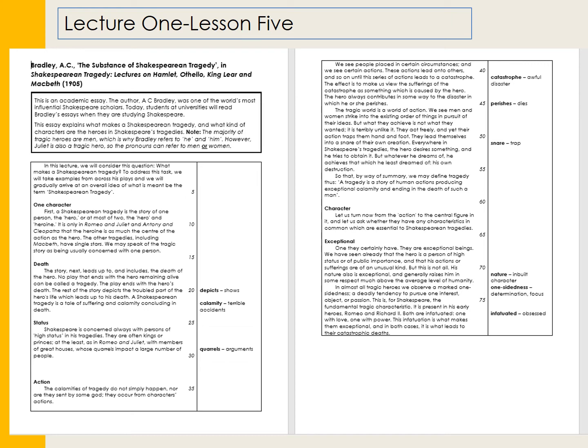Character. Let us turn now from the action to the central figure in it, and let us ask whether they have any characteristics in common which are essential to Shakespearean tragedies.